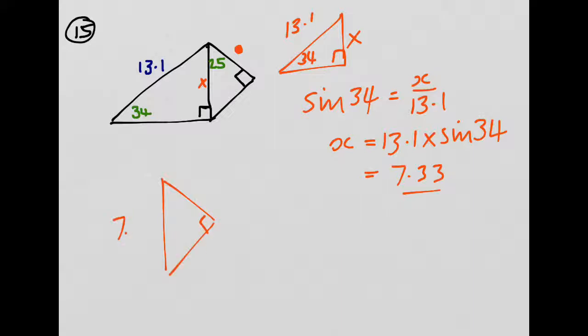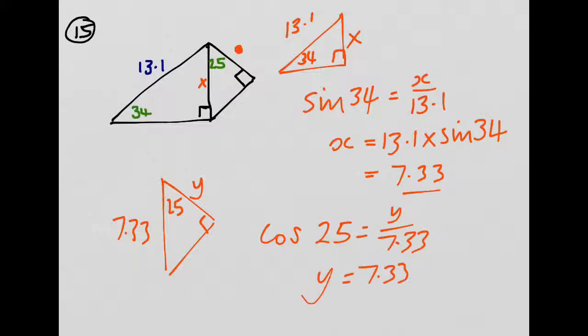So we're now going to use the second triangle, where we've just worked out this side to be 7.33. We know this angle is 25, and we're trying to find this here, which we'll call y. This time it's a cos question, so cos 25 equals y over 7.33. So y is 7.33 times cos 25, which comes out to be 6.6, and the units are centimetres. So two uses of SOHCAHTOA.